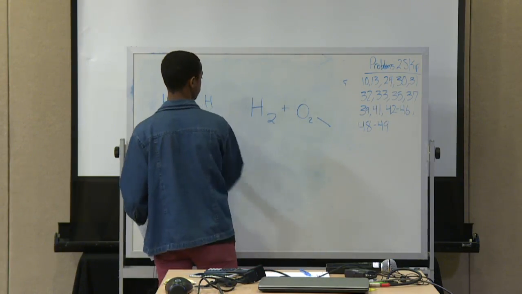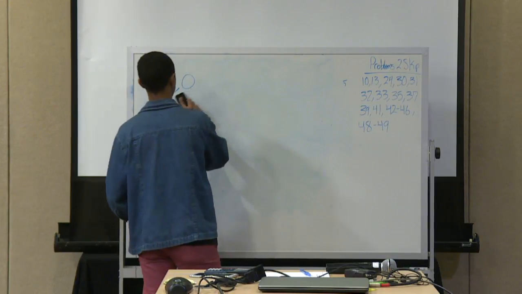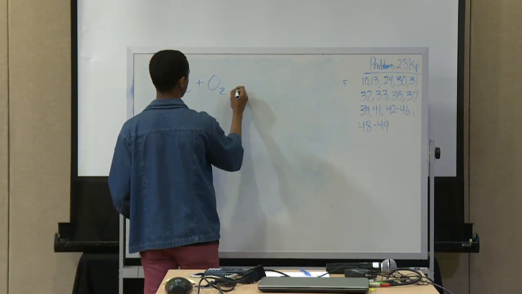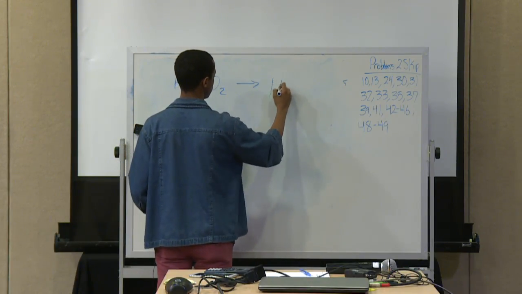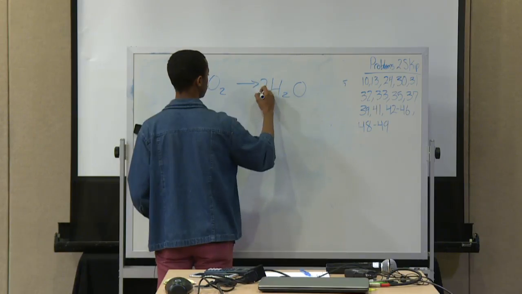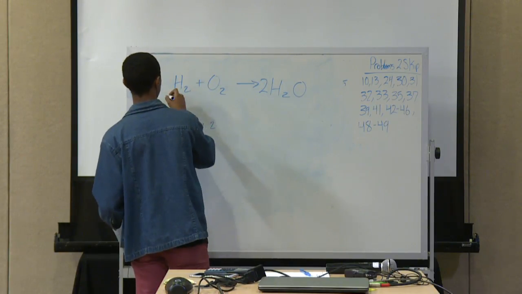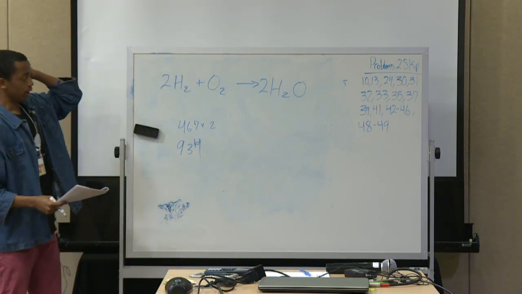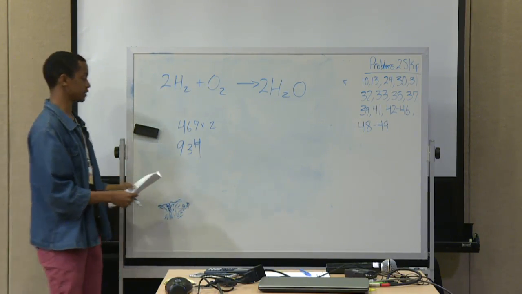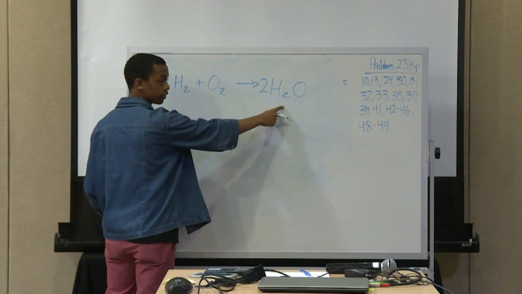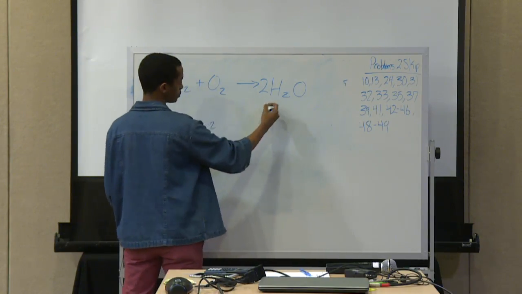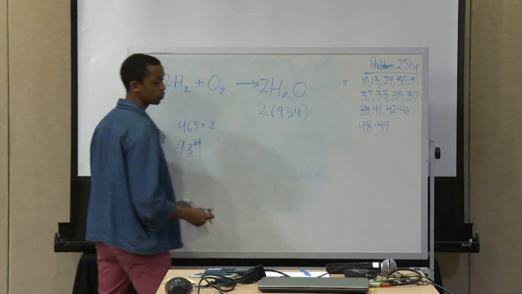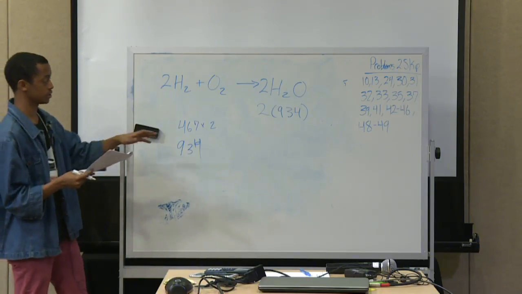I did not leave enough room. Do it up top here. I've got to balance this out. All right. So I know that this in the end has 934, so 2 times 934. And they want the heat of formation of H2O.